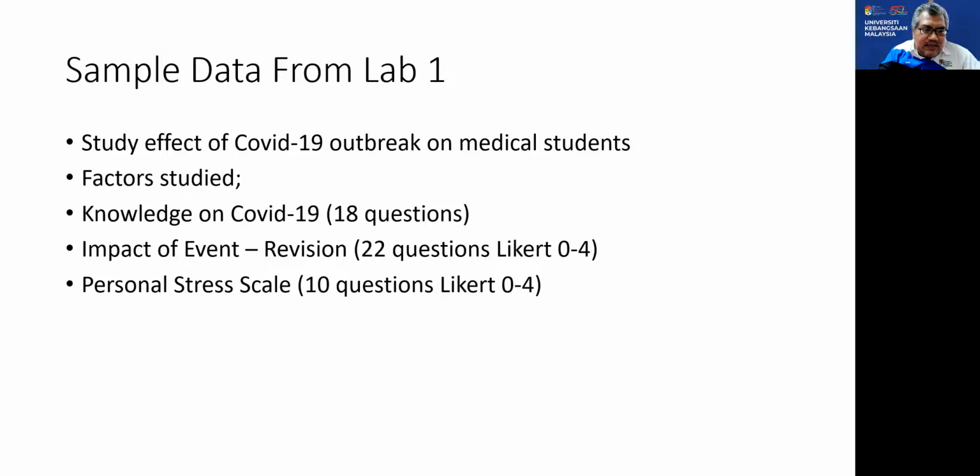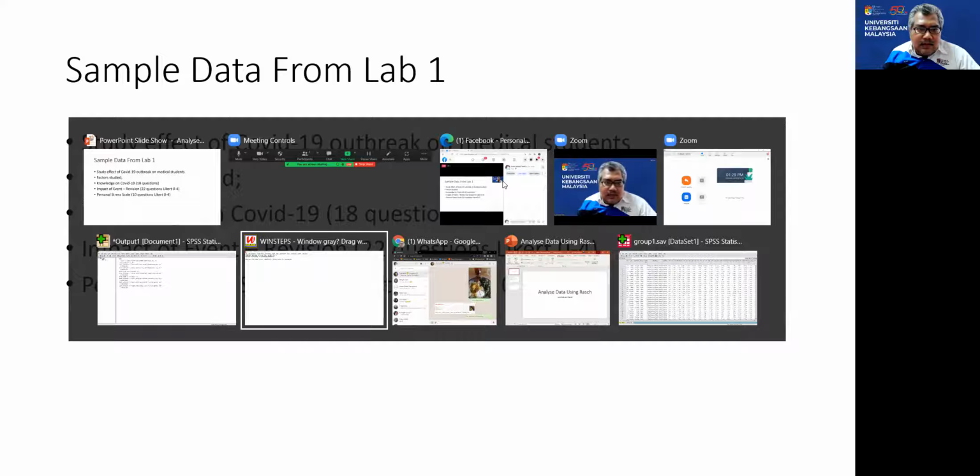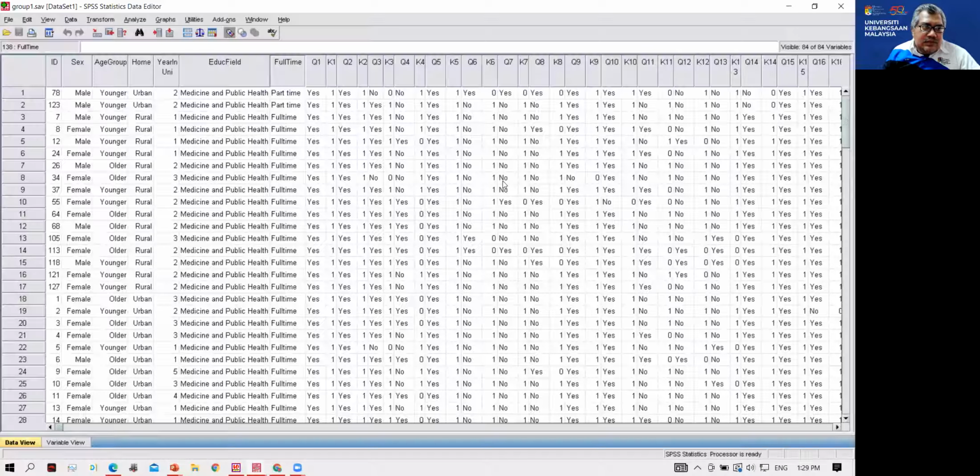Then they used the personal stress scale. For the personal stress scale, there are 10 questions, Likert 0 to 4. There are 4 questions that were negative, and I already converted the negative questions to become positive. All right. Okay, so let's look at the data set. This is the data set as collected by the lab. Okay, this is lab 1.